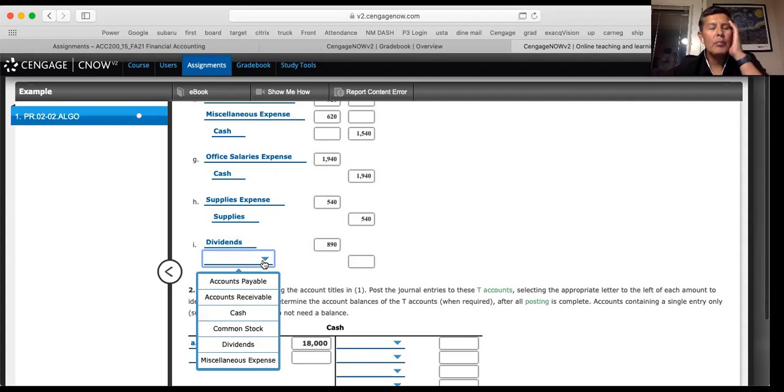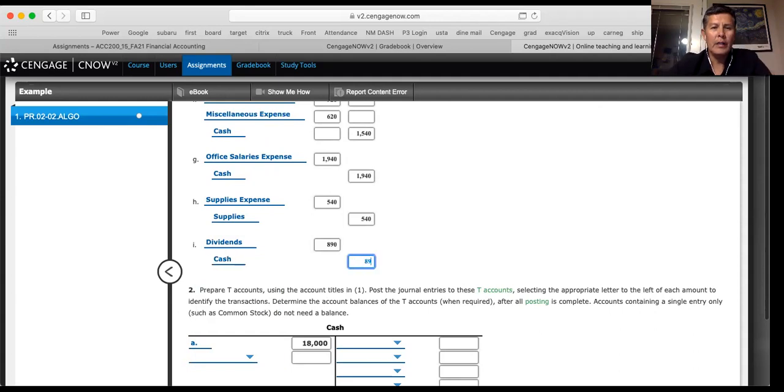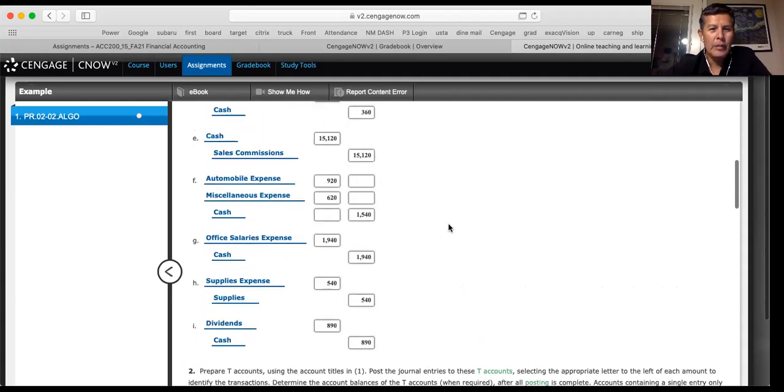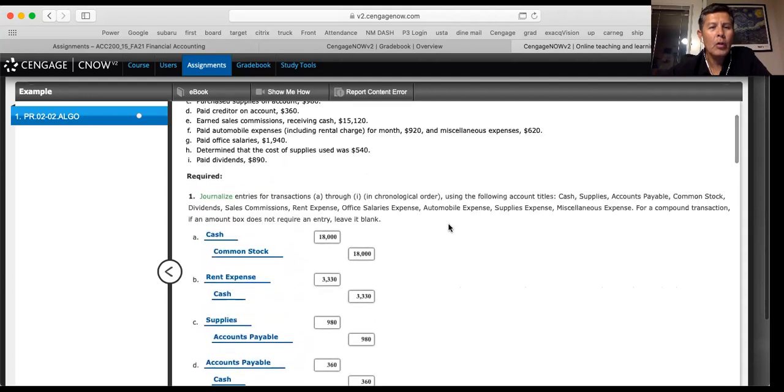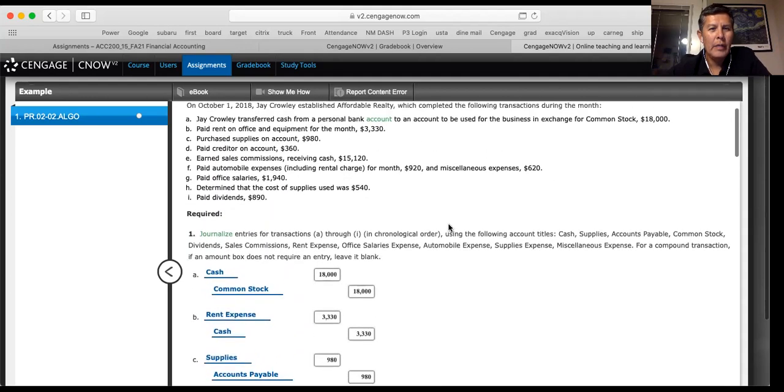Now, it didn't say we paid it with a payable or a credit card or accounts receivables, whenever you receive or you send a payment to a customer. So it has to be cash for 890. Okay. So now we did all the way A through I.